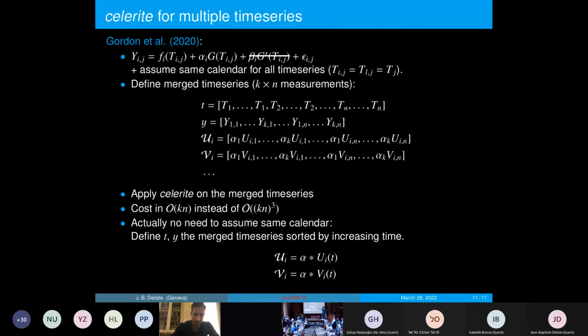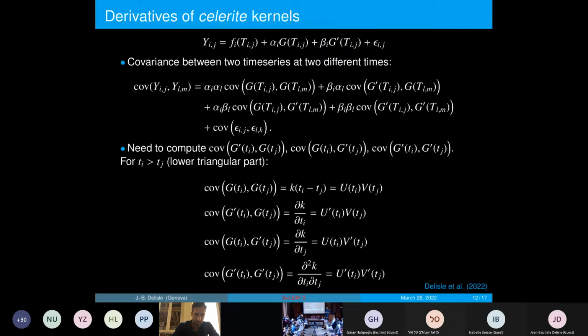So as I said, you can relax also the assumption that all the time series share the same calendar, so you can actually mix different time series coming from different instruments and still apply this. So now we need to include the derivative of the GP in the model, which means that, as I said, you need to compute the covariance between the Gaussian process and its derivative and the covariance between the derivative itself.